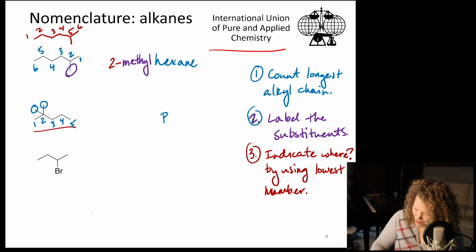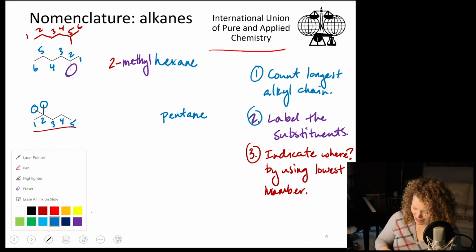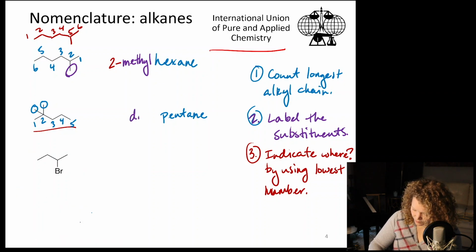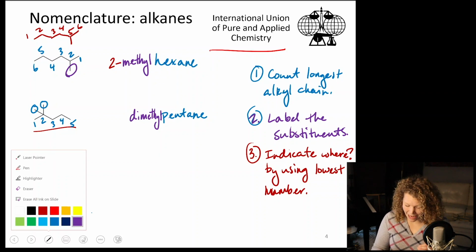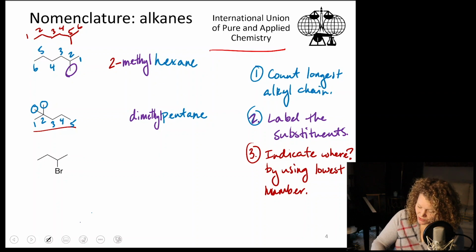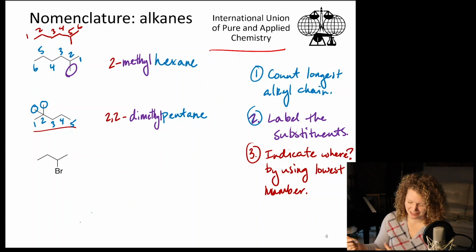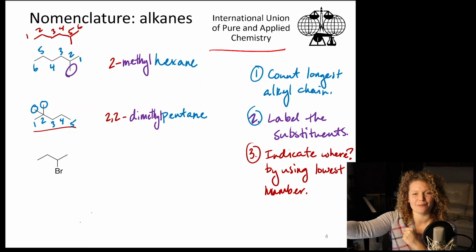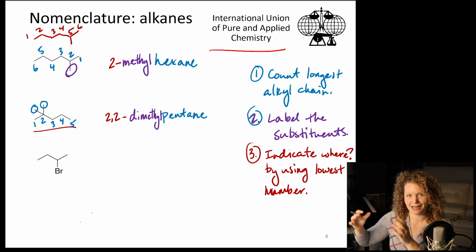So we decided it was pentane because there are 5 carbons. We have 2 methyls, so we're going to write dimethyl here. And then we have to indicate where these methyls are. And in this case, they're both on the 2 carbon. So you're going to write 2,2-dimethyl pentane. If our methyls were on the 2 and say maybe the 3 carbon, it would be 2,3-dimethyl pentane.